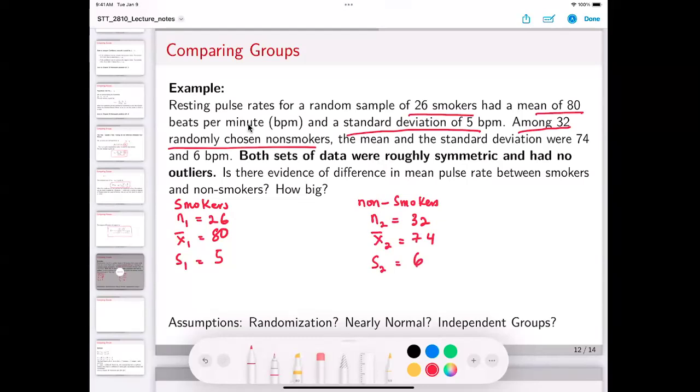Now we are also told that both sets of data were roughly symmetric and had no outliers. Now, the question says, is there a difference in the mean pulse rates between smokers and non-smokers? So the question says, is there a difference in the mean pulse rate between smokers and non-smokers? So that is what we are going to do.